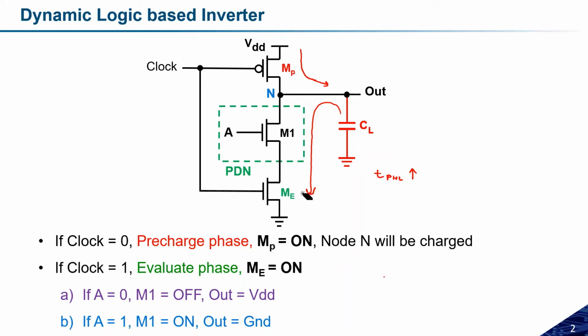Sir, how is this acting as an inverter? Because it is not sensitive to the input. Suppose it has already been evaluated once, and if I change the input, then there will be no difference. So this is the important thing.